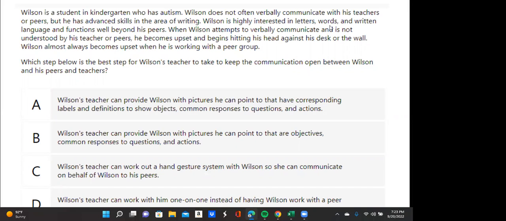So we see the full picture, a very realistic picture. Look at these steps below, A, B, C, and D. Which one would be the best step for his teacher to take? Remember, we want to keep communication open.